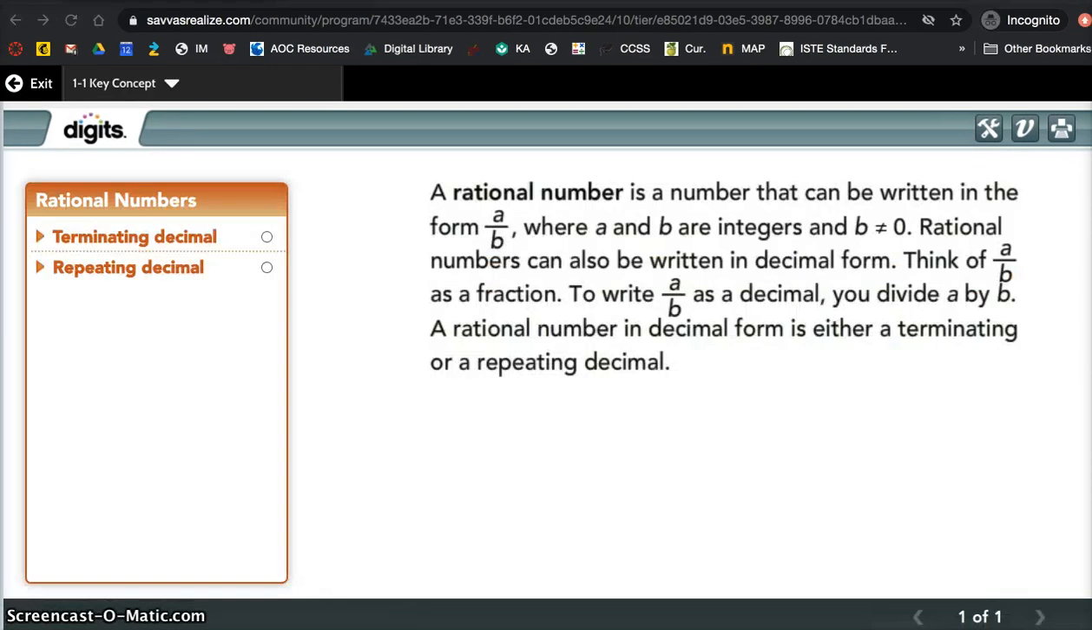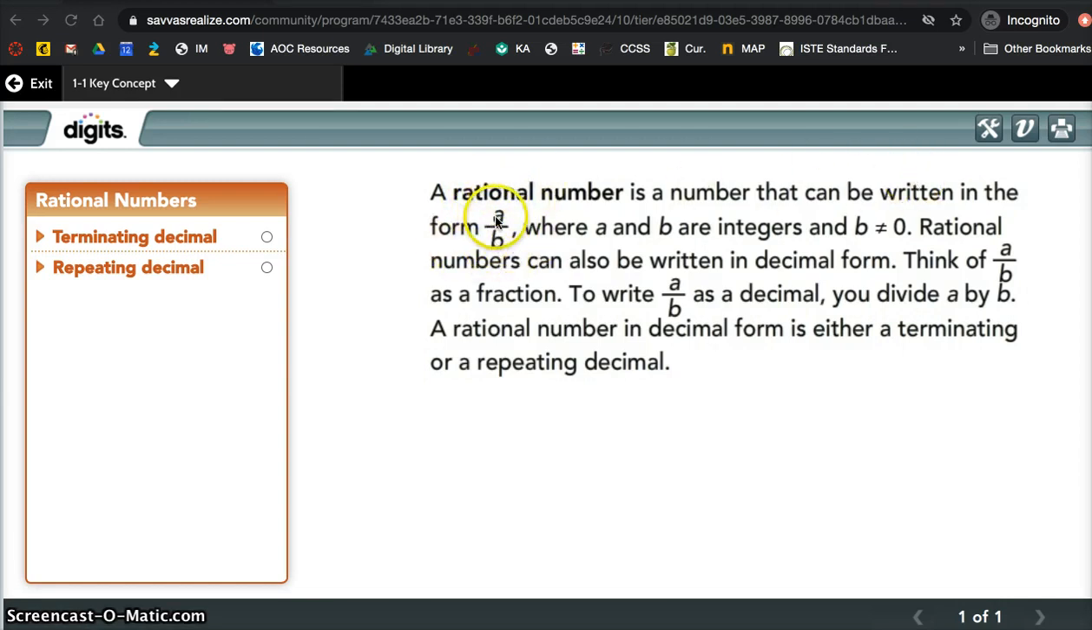So today we're looking at the term that is called a rational number. And if you look at the word rational, you'll notice that it has the word ratio inside of it. So a rational number is a number that can be written as a ratio. And ratios can be written as fractions. So a rational number is a number that can be written in the form of a fraction.